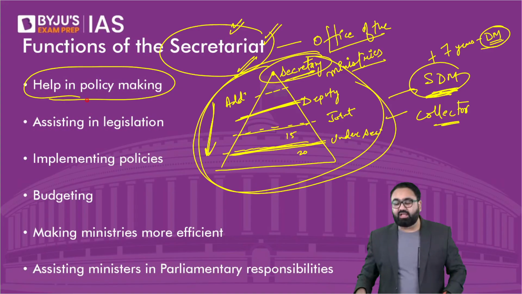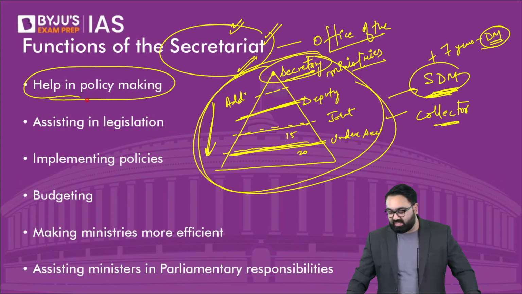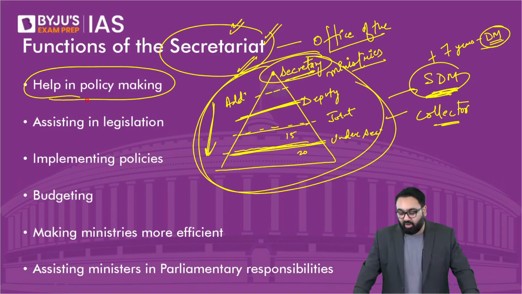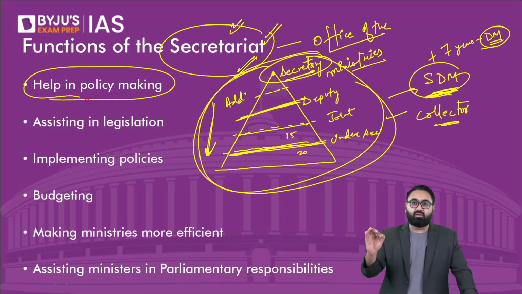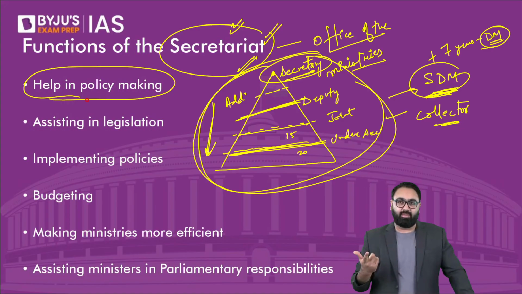Remember always, no matter how powerful you become as a bureaucrat, the final decision will always be in the hands of the political executive. That is how democracy works. The political executive, that is the minister, will take the final decision. You can only advise in policy related matters.